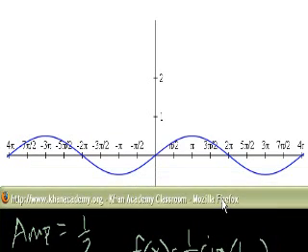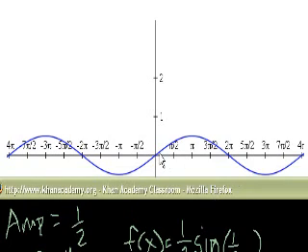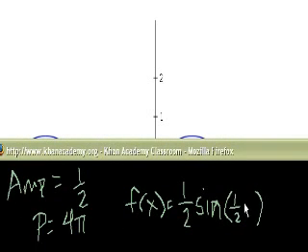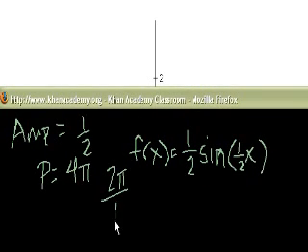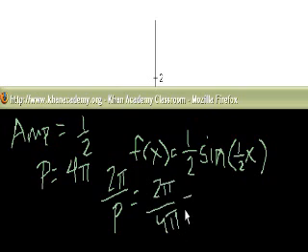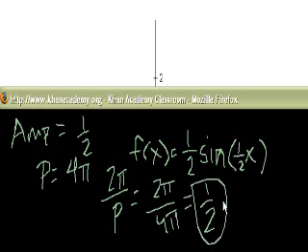Let me not cover the problem. It only completes half a cycle. So it's 1/2 sine of 1/2 x. Or we could use the formula f of x equals 1/2 sine of 2 pi divided by the period times x, right? Because 2 pi divided by the period is equal to 2 pi over 4 pi, which also equals 1/2.